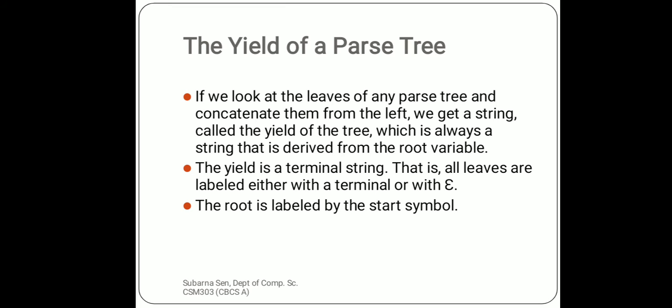Now what is the yield of a parse tree? If we look at the leaves of any parse tree and concatenate them from left, we get a string called the yield of the tree, which is always a string that is derived from the root variable. So if a parse tree is given to you, you can easily say what string this grammar is generating. We have to do nothing. We just have to copy the leaf nodes from left to right, and this is the yield, meaning the output of the parse tree we are generating. Okay.